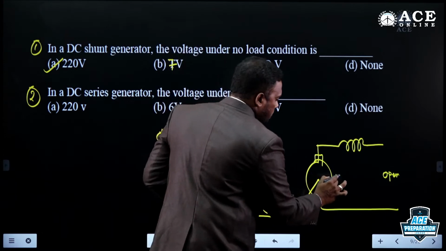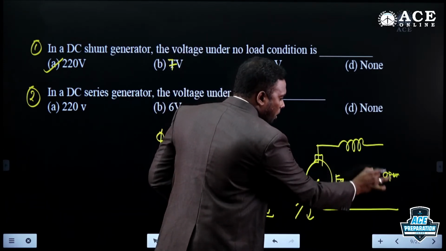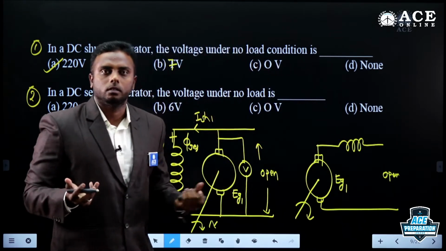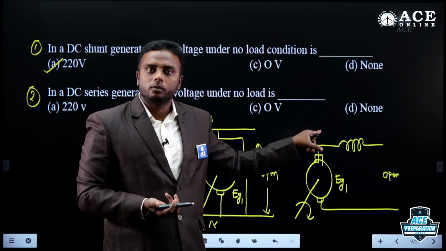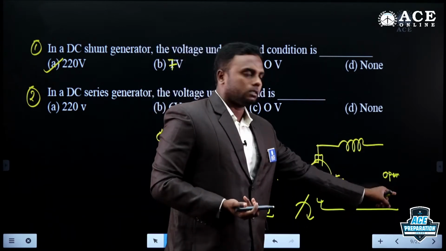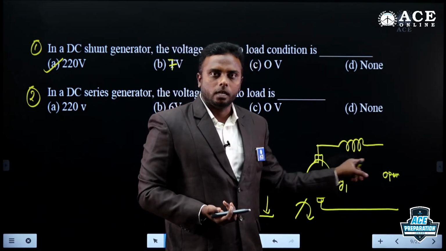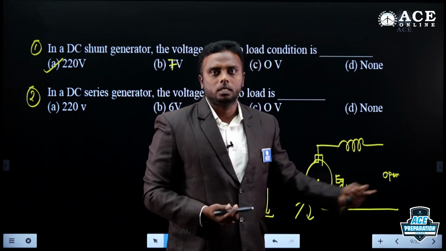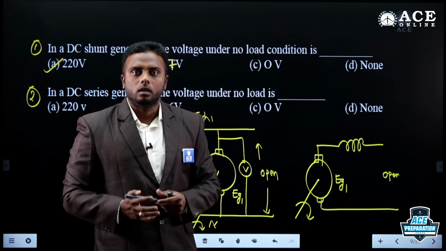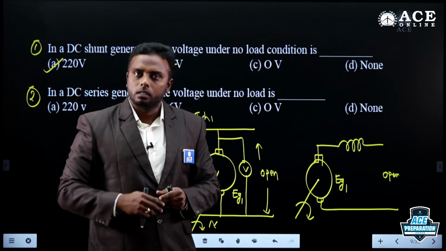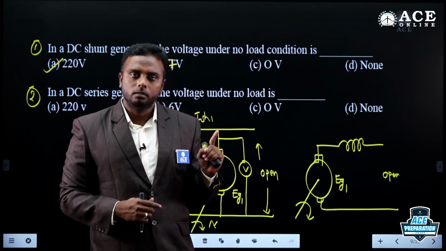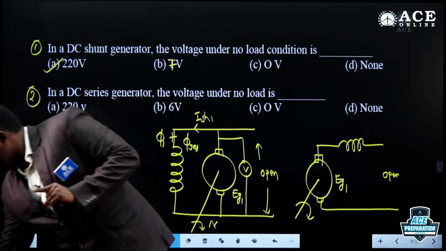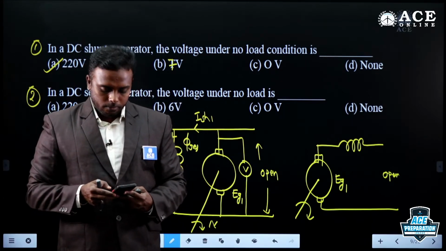Due to that small voltage Eg1, is there any path for the current to flow here? No path. There is no path for field current, or current through the field winding, because it is in series. The field winding is in series here. As it is open, current cannot flow in an open circuit. Now current is not flowing, so further flux will not increase, and further voltage will not increase. So what is the answer for the series generator?